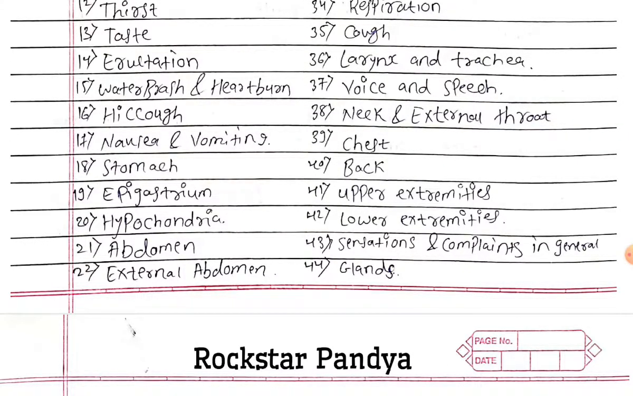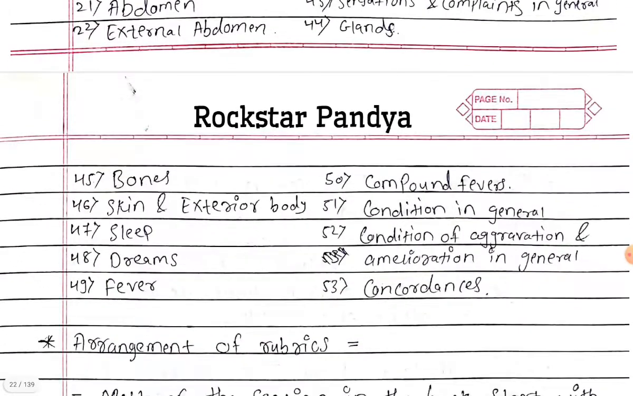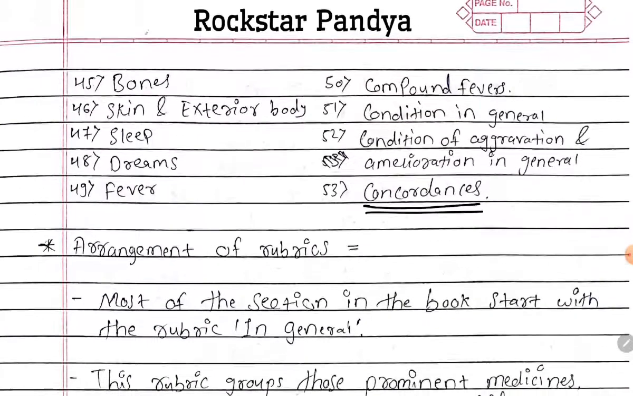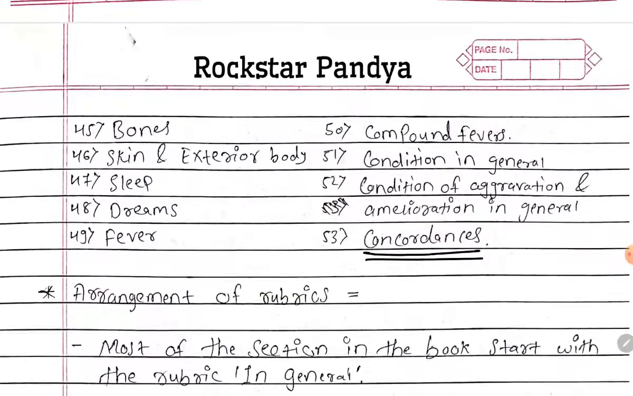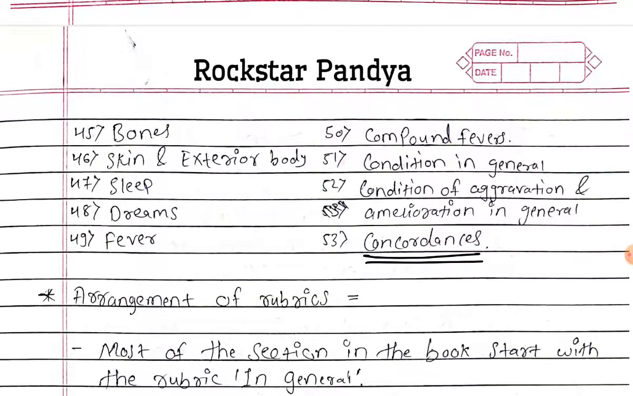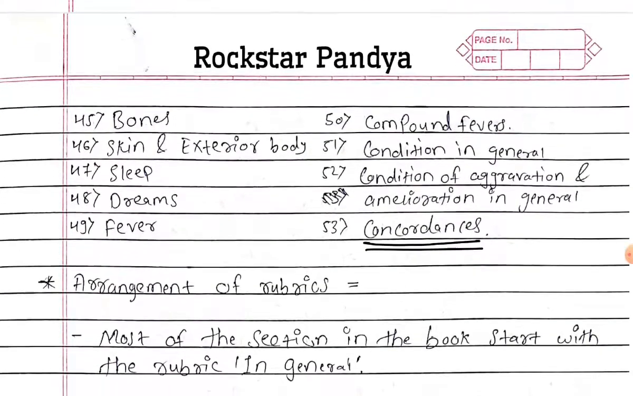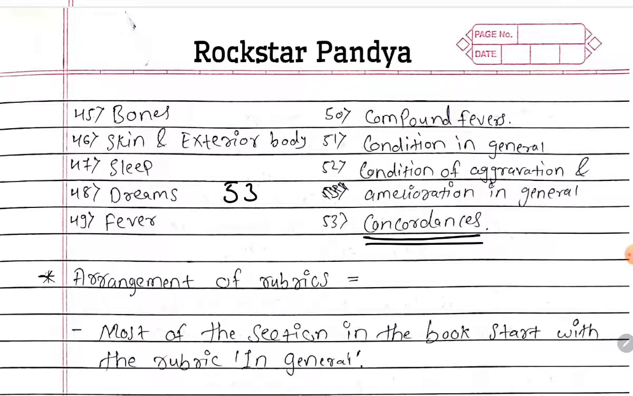sensation and complaints in general, the glands, bones, skin and exterior body, sleep, dreams, fever, compound fever, condition in general, condition of aggravation and amelioration in general, and the last one, concordances. So it's a very big and hefty list to be remembered, but these were the 53 chapters in BBCR. So we remember the number 53 here, 53 chapters.